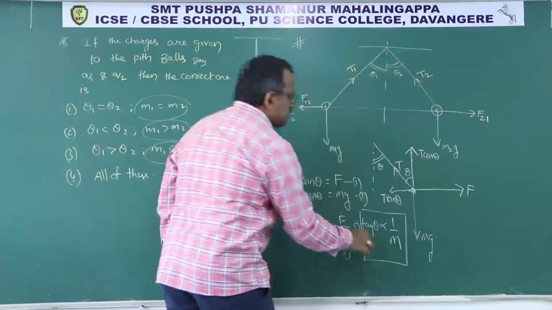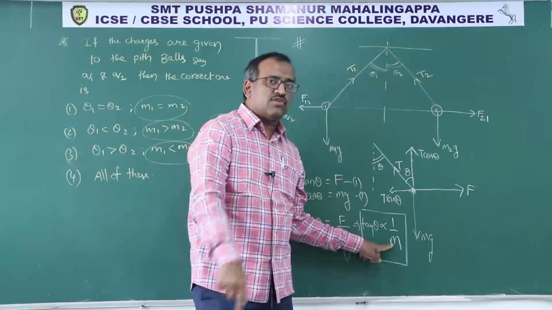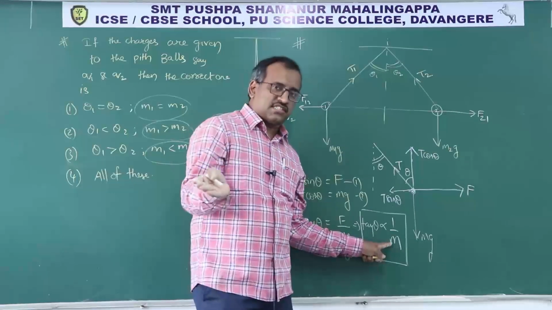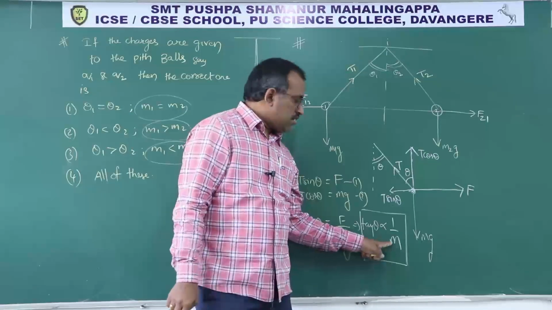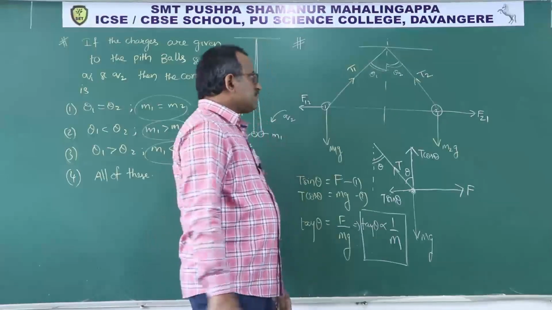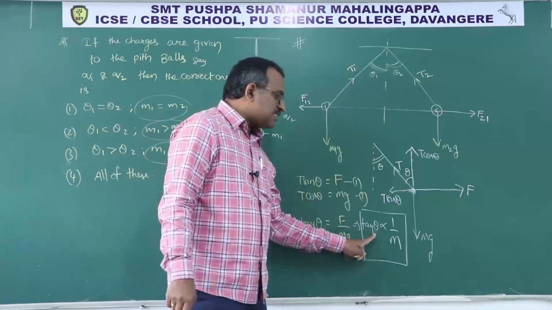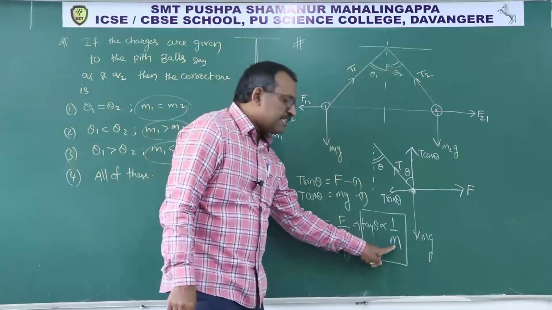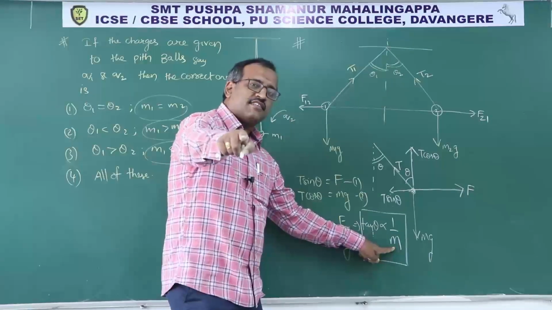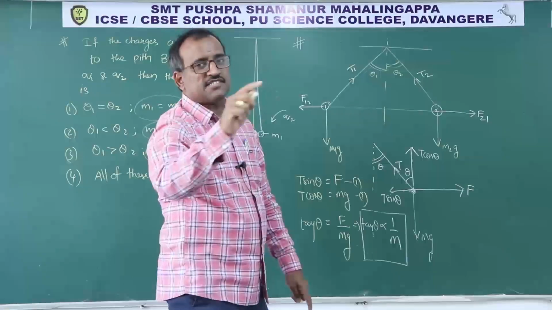So more the mass, 1 by m, more the mass, less the value. You know tan 0 is 0, tan 45 is 1, which means when theta increases, value increases. Now when mass is more, theta is less. Clear? So I can say if mass is more, theta is less. If mass is less, theta is more. If mass remains constant, theta remains constant.